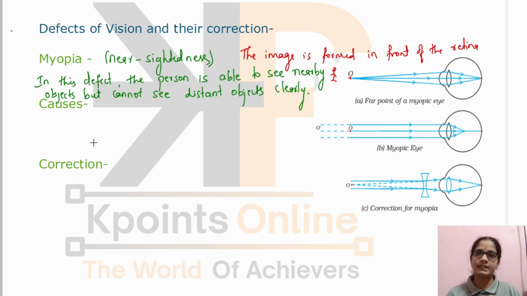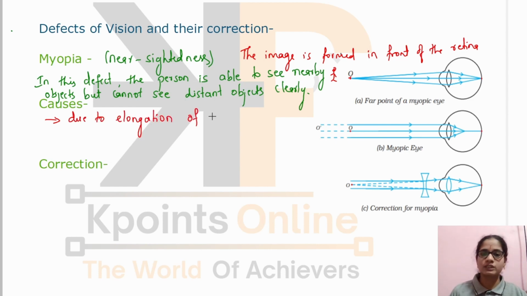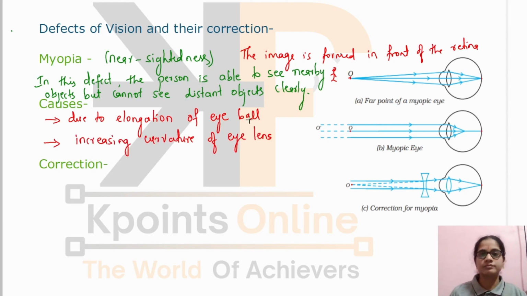So, what is the reason behind it? What are the causes of this situation? Myopia is due to the elongation of the eyeball and excessive curvature of the lens. When there is elongation of the eyeball horizontally, then there is myopia. And also it is caused due to increasing curvature of the eye lens. When there is an increase in the curvature of the eye lens, what happens? The eye lens will become thick. This will cause a decrease in focal length.